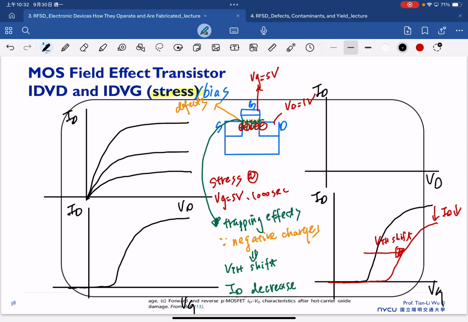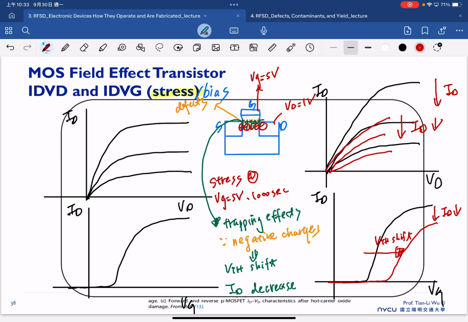So in the beginning we have the IDVD like here. But right now we have a drain current decrease. So that means our curve after stress will become like this. So we will have the obvious drain current decrease. And the drain current decrease also suggests our resistance increase. So this is a typical outcome if we have electron trapping in the MOSFET under a positive gate bias stress. We will see our threshold voltage shift to the right, our drain current decrease, and our resistance increase.